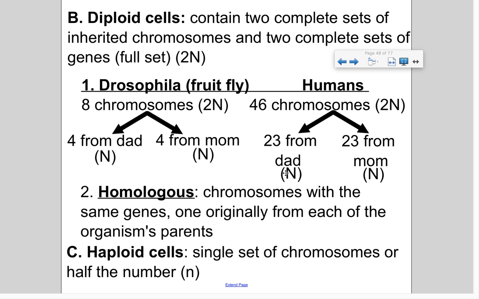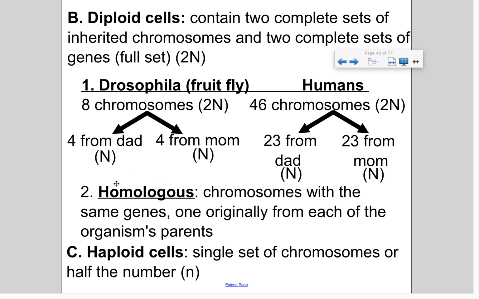We also denote haploid as N. Okay, I haven't got the N set turned on here, but it's down here. So haploid means a single set of chromosomes, or half the number. So diploid is the full set, 2N. Haploid is half, N, or a single set.